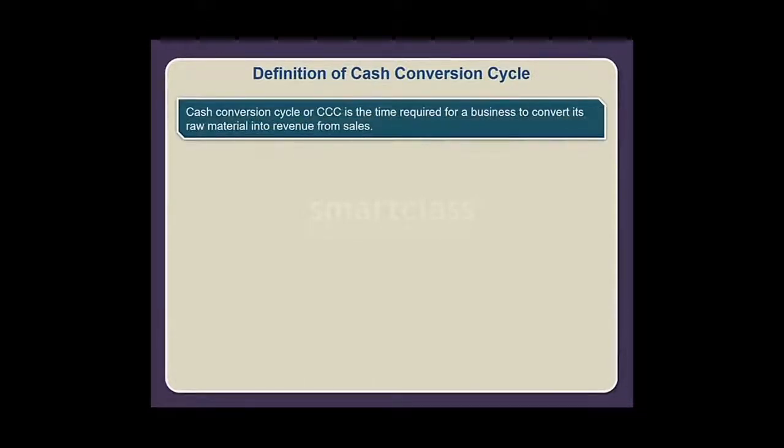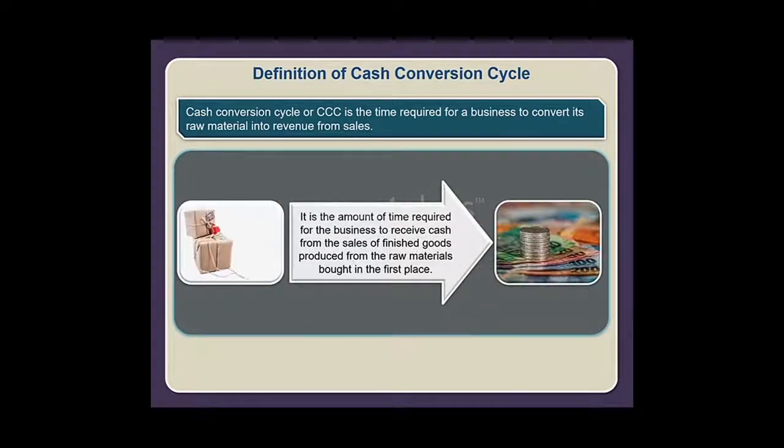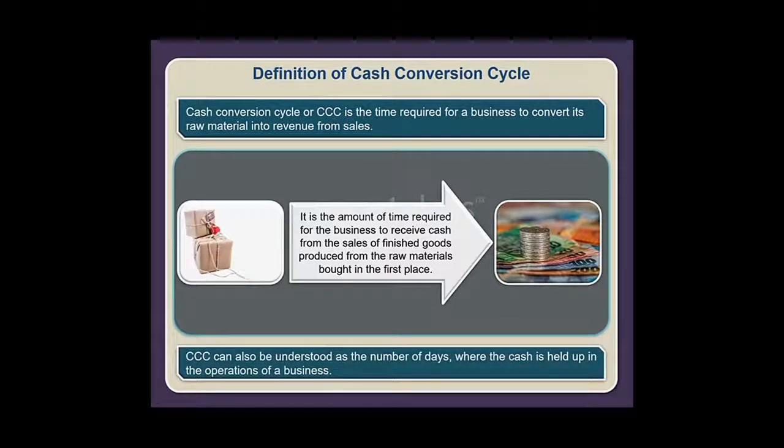Definition of cash conversion cycle. Cash conversion cycle, or CCC, is the time required for a business to convert its raw material into revenue from sales. It is the amount of time required for the business to receive cash from the sales of finished goods produced from the raw materials bought in the first place. CCC can also be understood as the number of days where the cash is held up in the operations of a business.